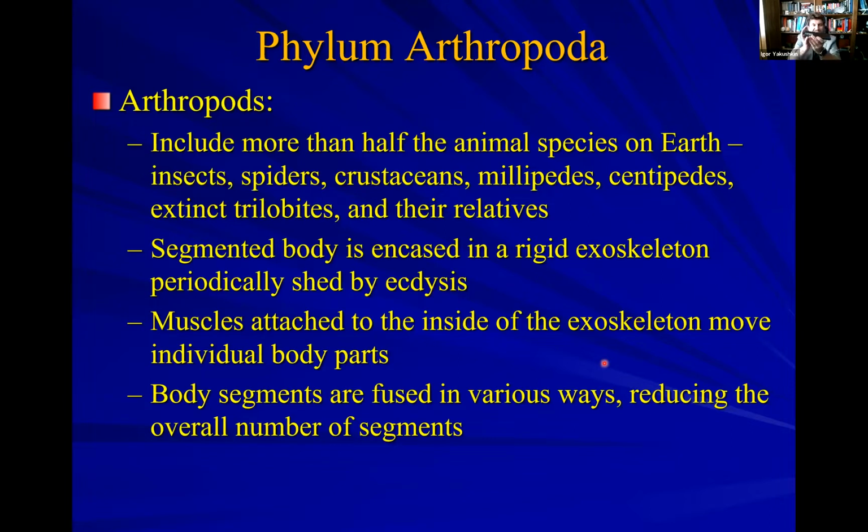The problem with that is, whenever you are literally encased, you cannot grow. And this is why they have to go through the exodus. Periodically, they will literally shed that particular shell, or exoskeleton, and during that time they grow, and then the exoskeleton will harden. During that growth stage, they are very vulnerable.